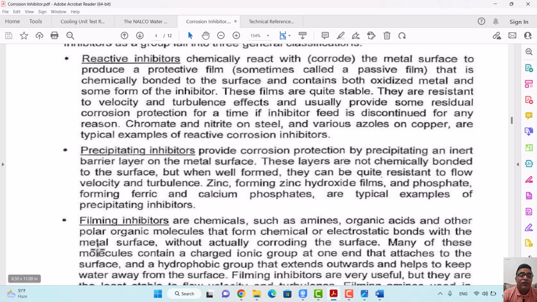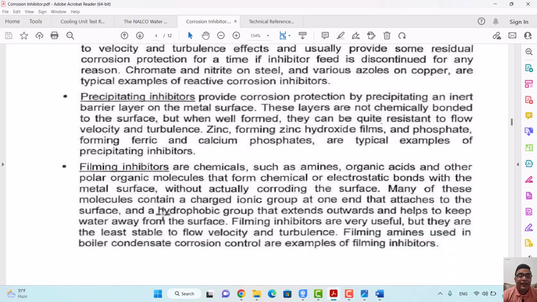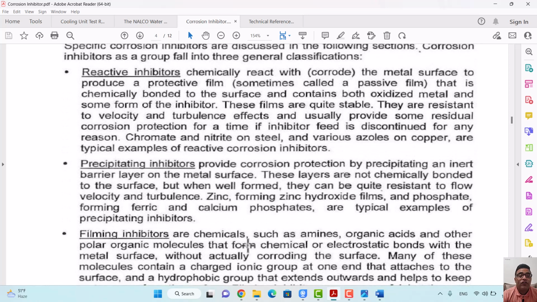And of course, we have filming inhibitors. Their function is based on their structures. Their molecules have two ends, hydrophobic and hydrophilic, and based on these structures they function. In fact, a hydrophobic group extends outward and helps to keep water away from the surface, the way they function. And I stated that for cooling towers in the oil and gas industry, precipitating inhibitors are used.